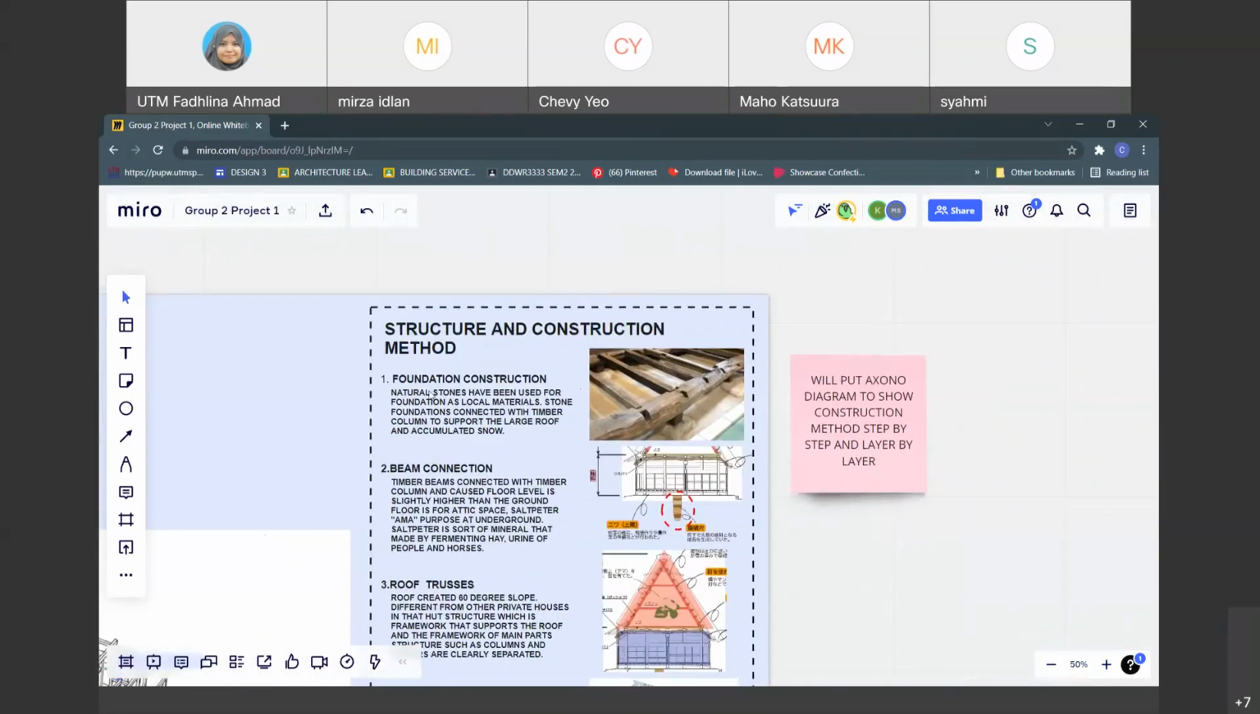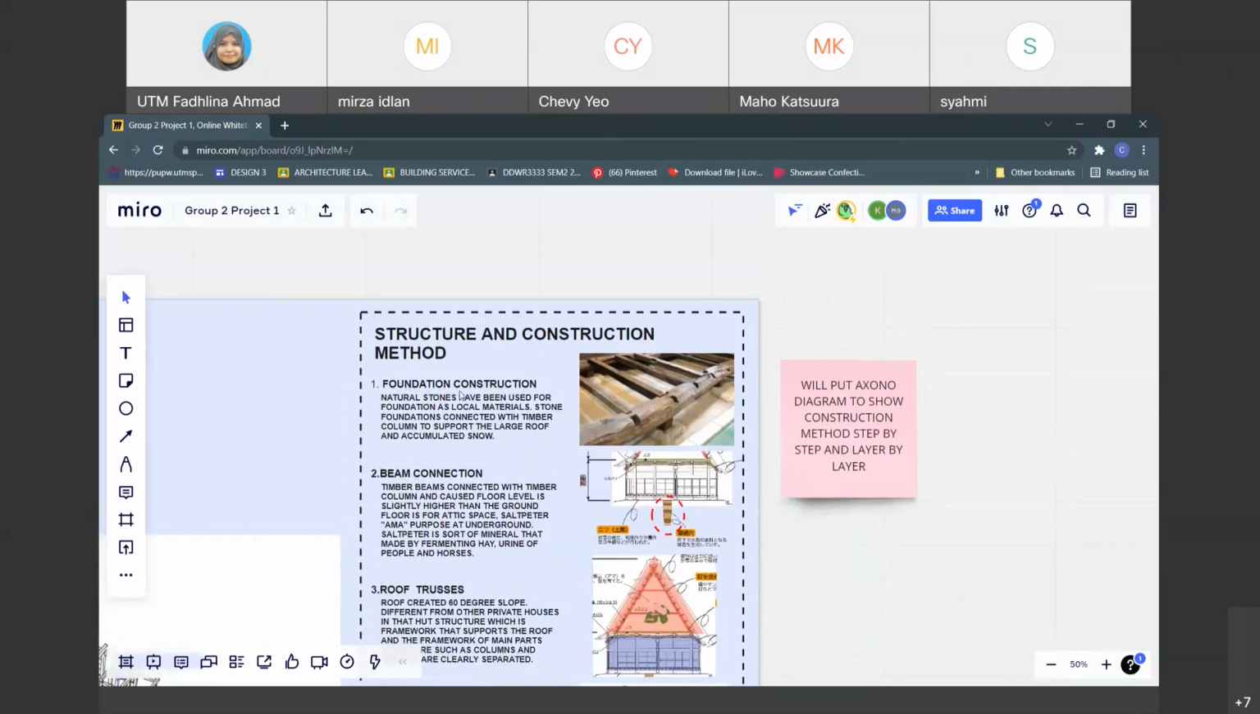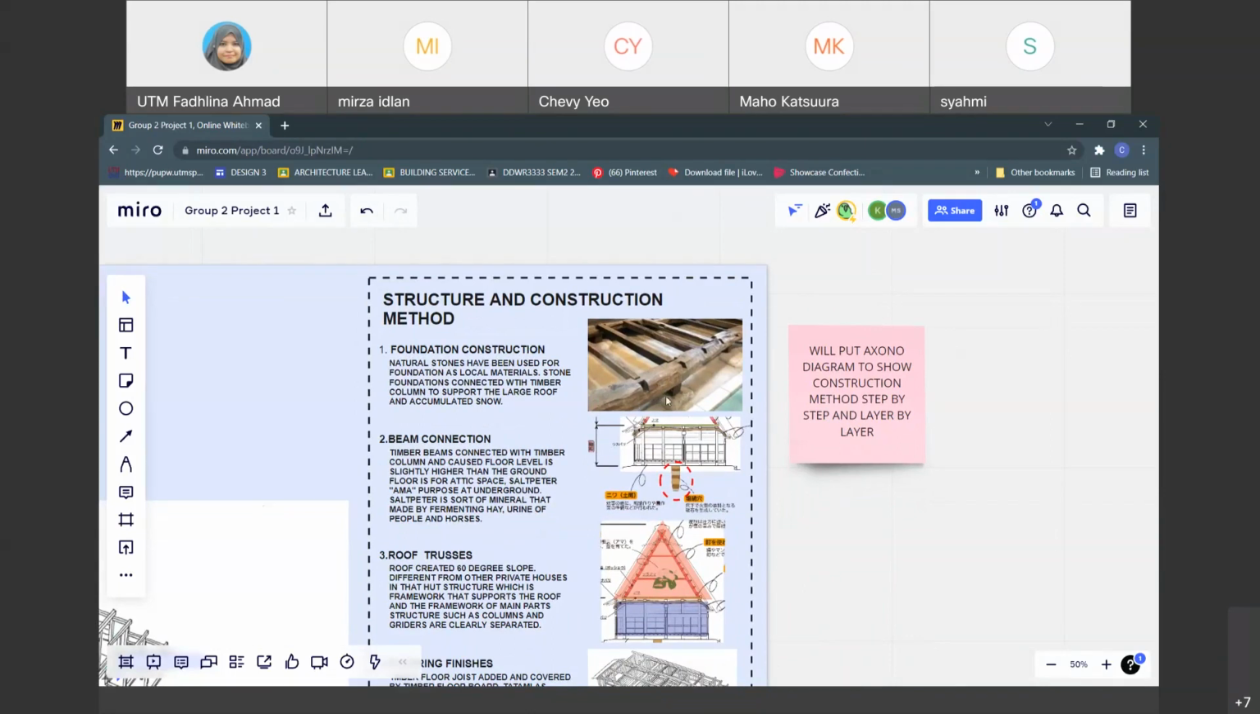I will show the construction methods step by step using the axonometric diagram later on at this part. The first one is foundation construction. As you can see, for this foundation they use natural stones as local materials. They connect it with the timber columns or the beams to support the large roof and accumulated snow.